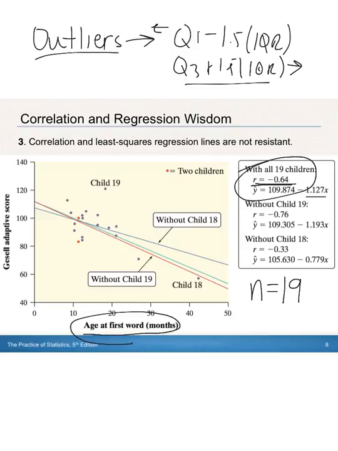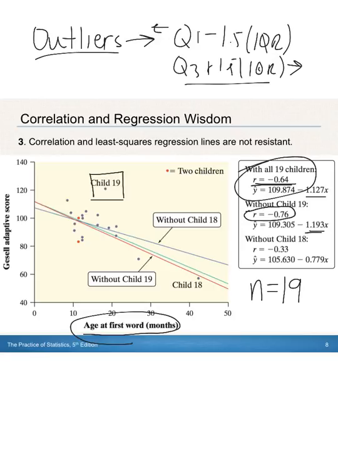Now we have two outliers here, child 19 and child 18. We're going to first talk about child 19. When we take child 19 out, who's an outlier on the Y, then the correlation coefficient R gets stronger because the points are tighter and closer together. So by taking out an outlier that is on the Y, you're going to probably increase the strength of the correlation and increase the effect of that. So there's a higher score on the adaptive scale for every month.